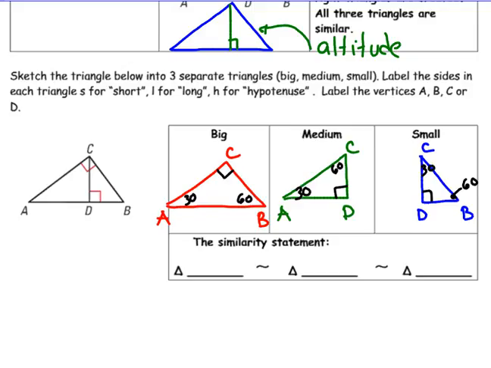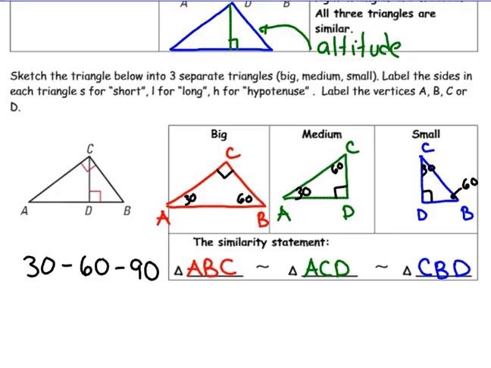Now the idea is let's label the triangles in order from smallest to largest. So we'll do the 30-degree angle, the 60-degree angle, and the 90-degree angle. So in the large one, if you go 30, 60, 90, you have A, B, C. And the middle triangle will have A, C, B. And the small triangle will have C, B, and D. So there's your similarity statement for all three triangles.